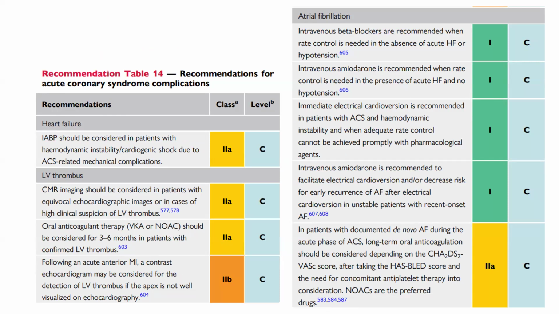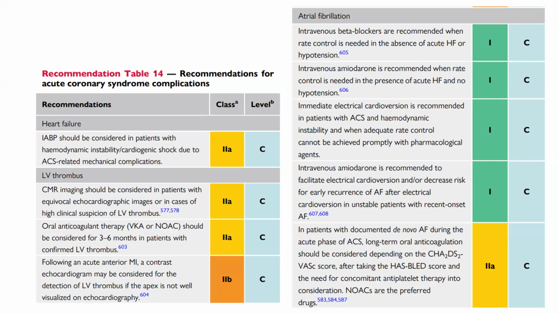2A. Oral anticoagulation should be considered for 3 to 6 months in patients with confirmed LV thrombus. Following an acute anterior MI, a contrast echocardiogram may be considered for the detection of LV thrombus if the apex is not well visualized, and this is a 2B.